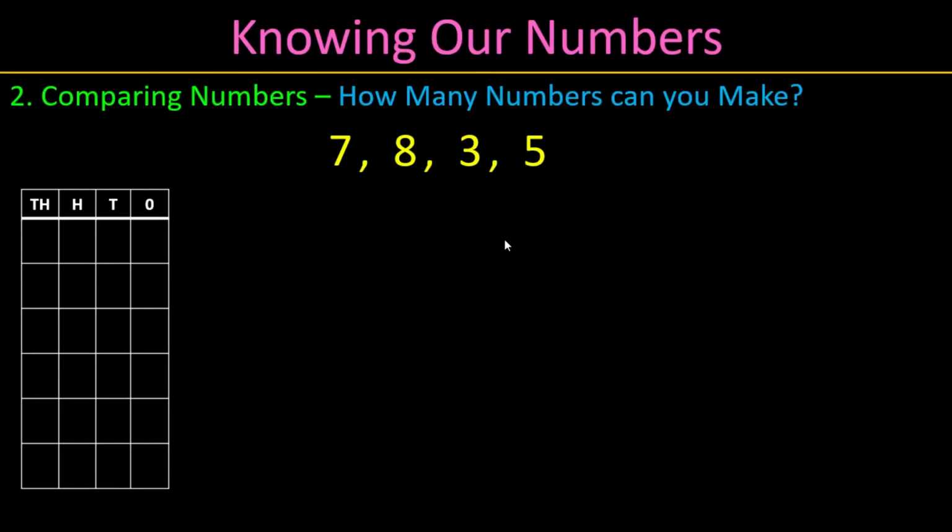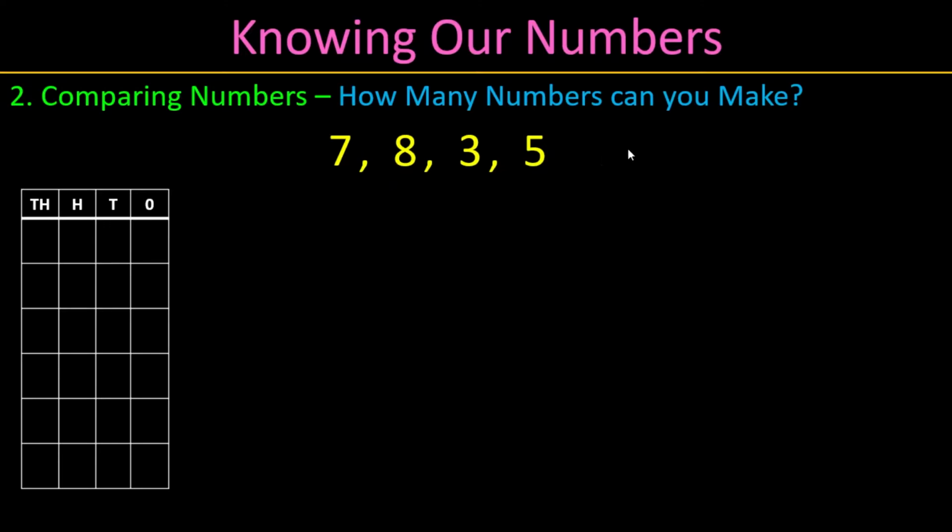Now under comparing numbers, we are going to study how many numbers we can make from the given set of numbers. That is the task now. Right now we have 7, 8, 3, 5. These are different numbers. We should not repeat them, and we have to create as many numbers as possible. So in total, how many numbers can we create from here?